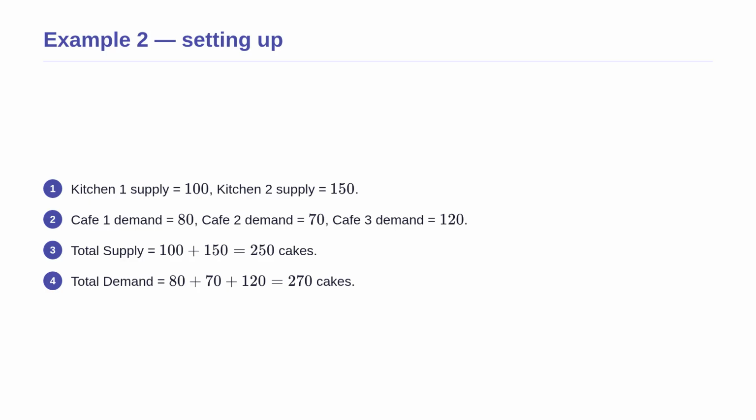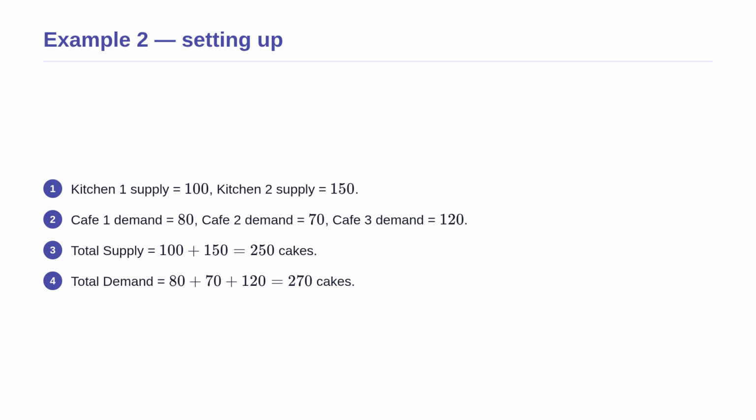Let us apply this dummy concept to a new scenario. Imagine a bakery with 2 kitchens acting as sources and 3 cafes acting as destinations. Kitchen 1 can supply 100 cakes and Kitchen 2 can supply 150 cakes. Meanwhile, the 3 cafes demand 80, 70 and 120 cakes respectively.